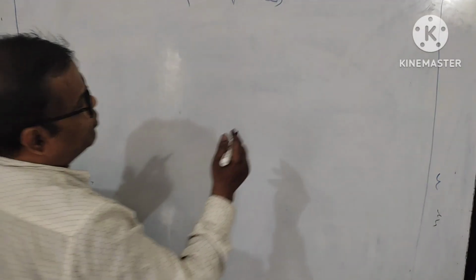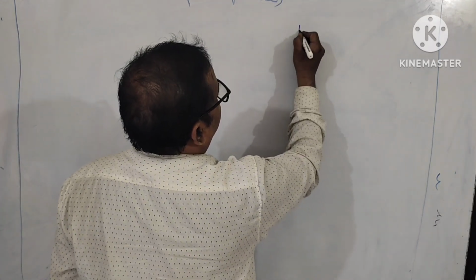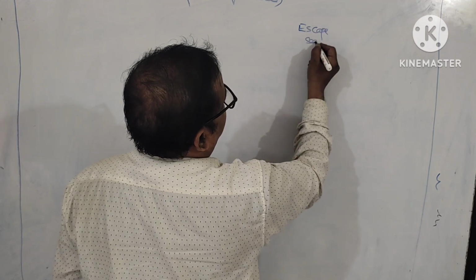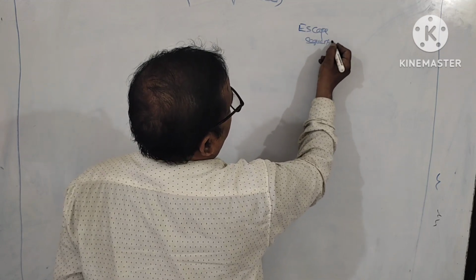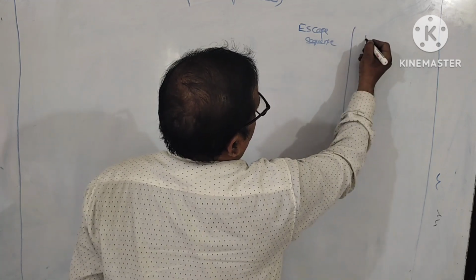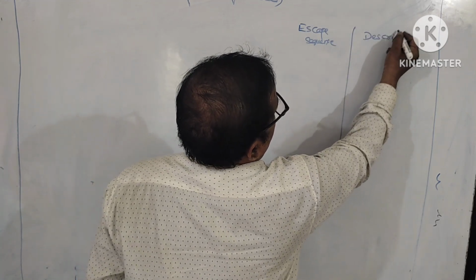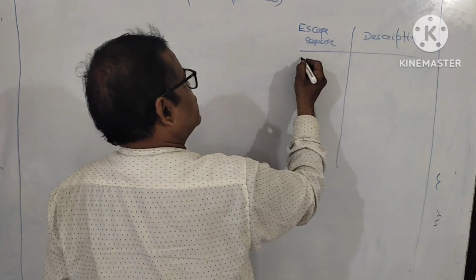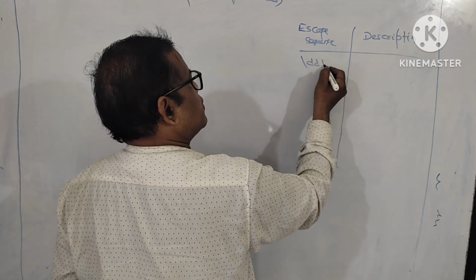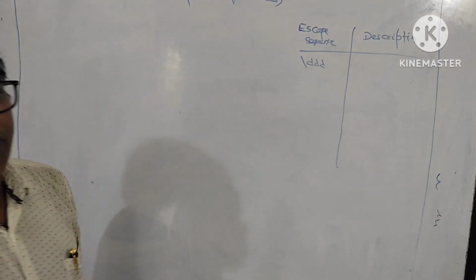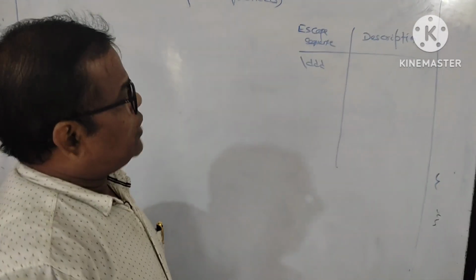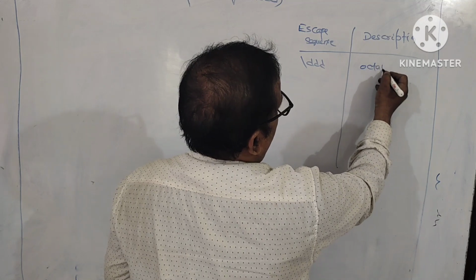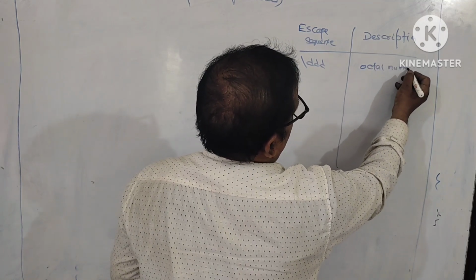What is covered here? In the left column there is the escape sequence, and in the right column there is a description. First I will write here, this is an escape sequence. Sir, what do we call an escape sequence? You see that this stands for the octal number.